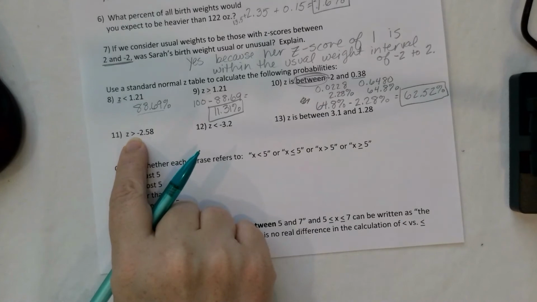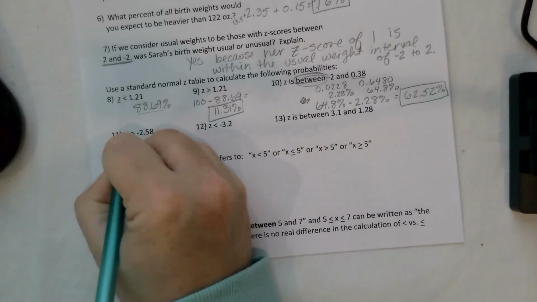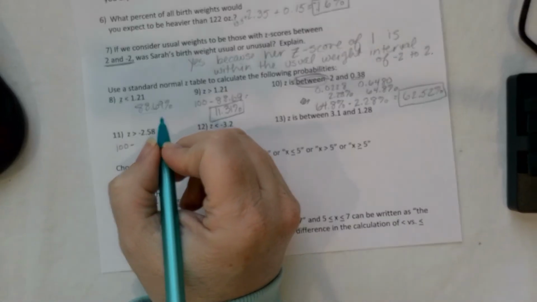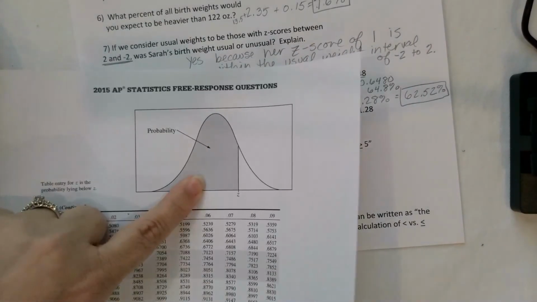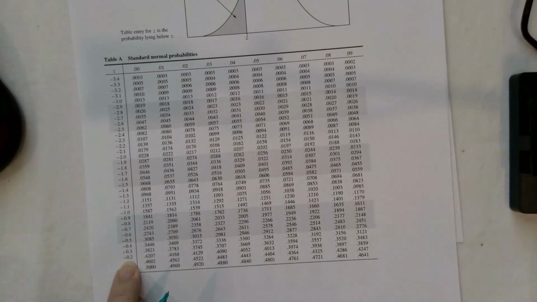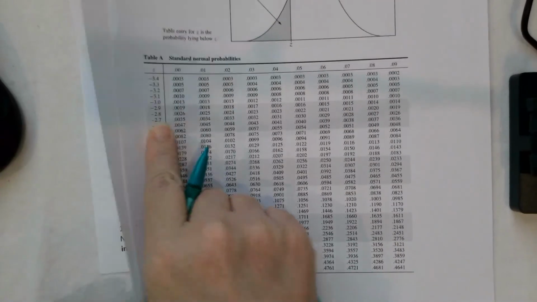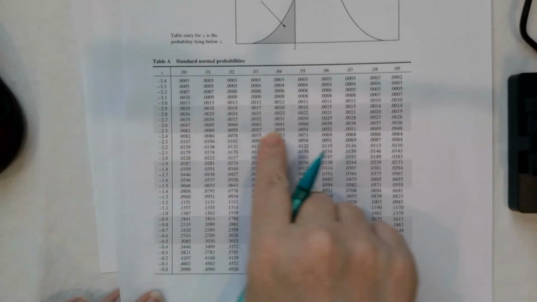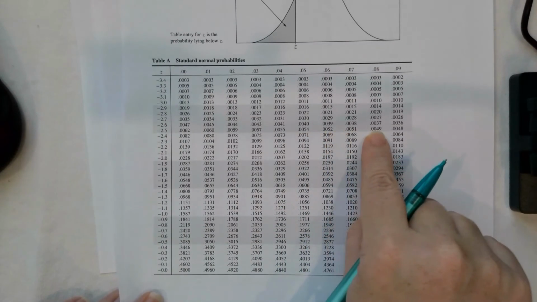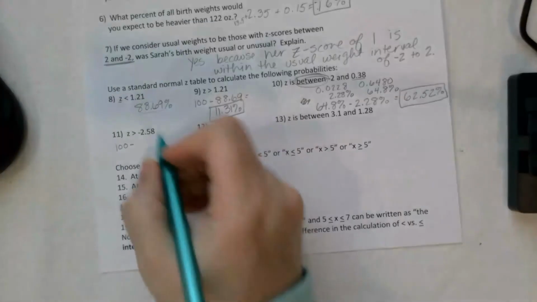Okay? All right, z is greater than 2.58. Greater than. Again, I have to do the 100% minus, because greater than is asking about the right side of the curve, and the chart gives me the left side of the curve. So the negative side, -2.58, let's see, 0.0049, that's 0.49%.